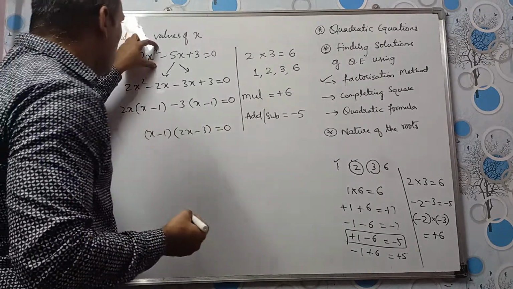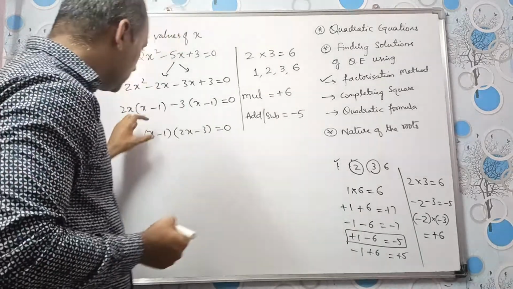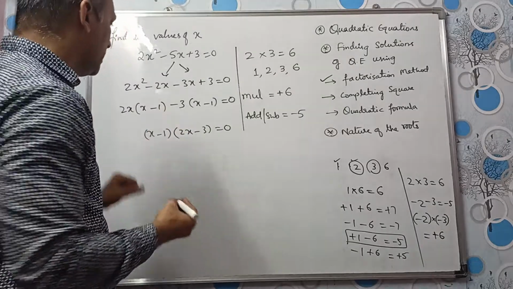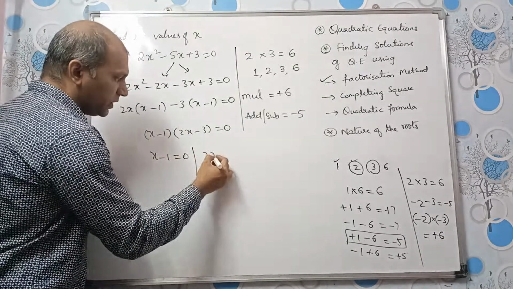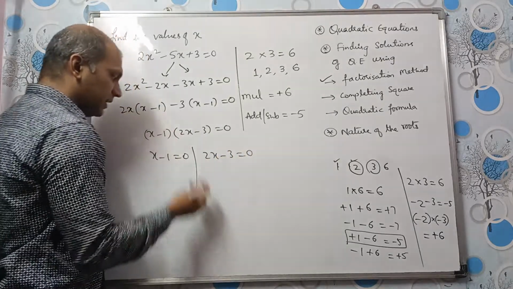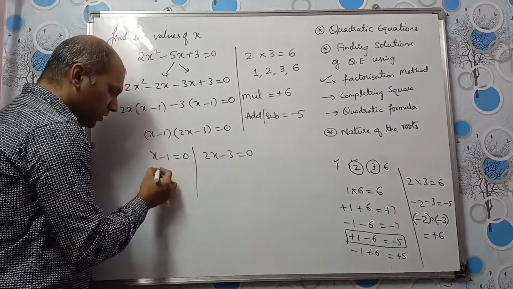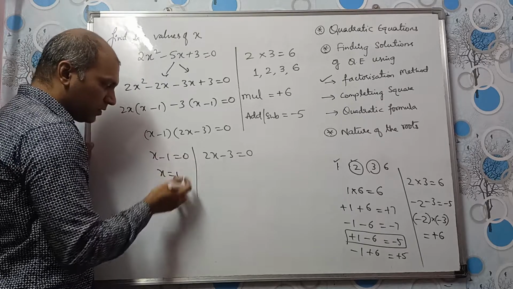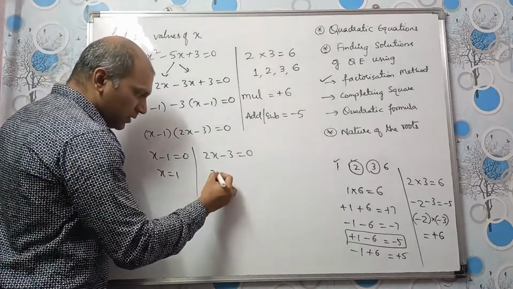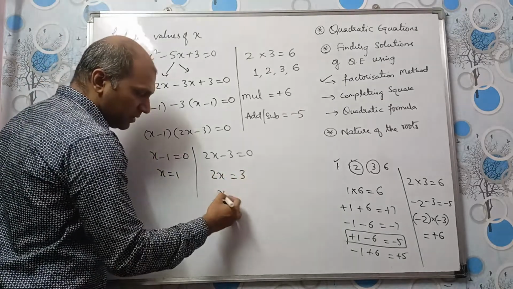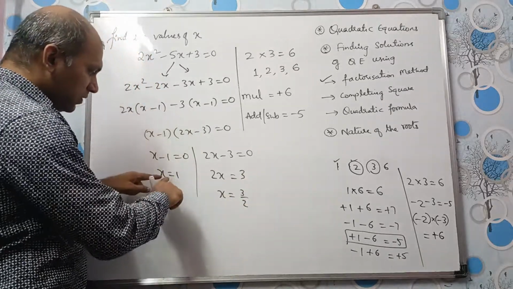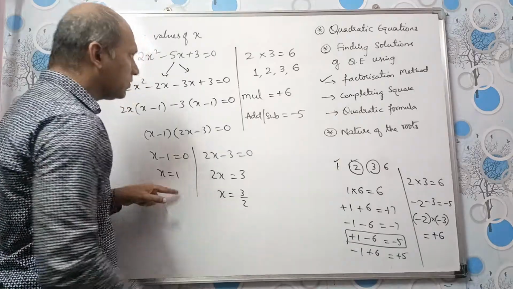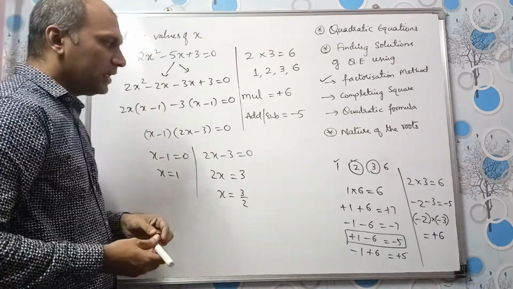Okay, it was a quadratic equation. Now, this is a linear equation, this is a linear equation. We know how to find the zeros or roots of a linear equation. Like this, right? Equate this to 0, equate this to 0. Find the value of x from here. 1 goes on the other side, becomes plus 1. 2x, 3 goes on the other side, becomes plus 3. This 2 goes on the other side, it will divide. So the values of x are 1 and 3 by 2.